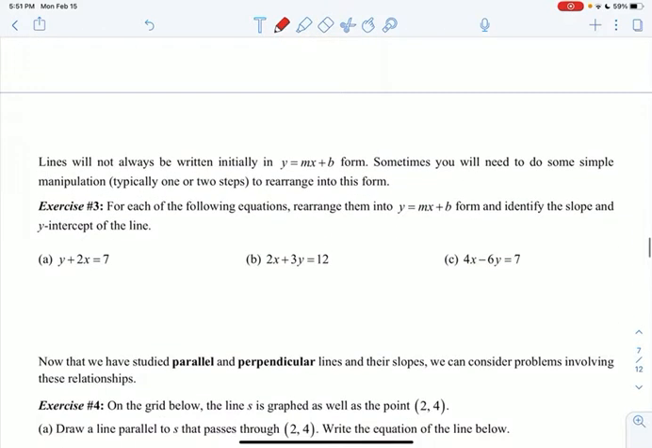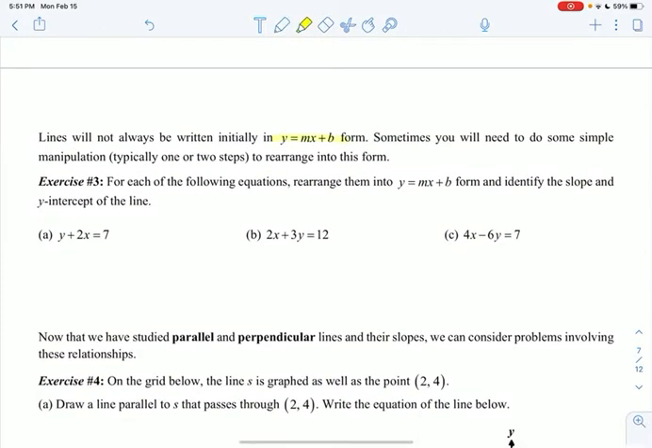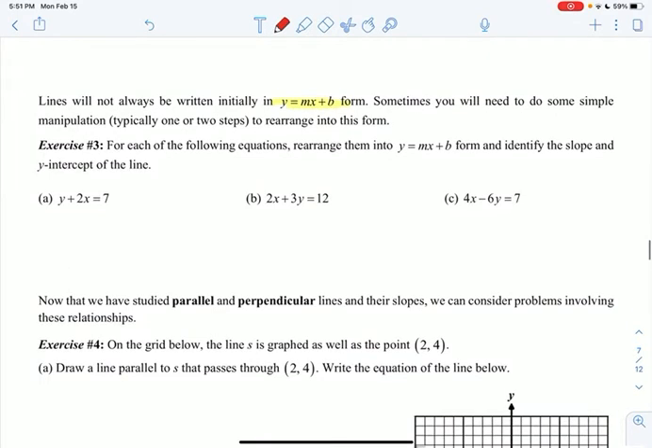All right, so lines are not always written in the form y equals mx plus b, but in order to identify the slope and the y-intercept, we'd like them to be in that form, so let's practice rearranging them. So A is pretty easy, all right? Remember, my goal is just to have all of these in y equals mx plus b form. So basically, I want y all by itself on the left.